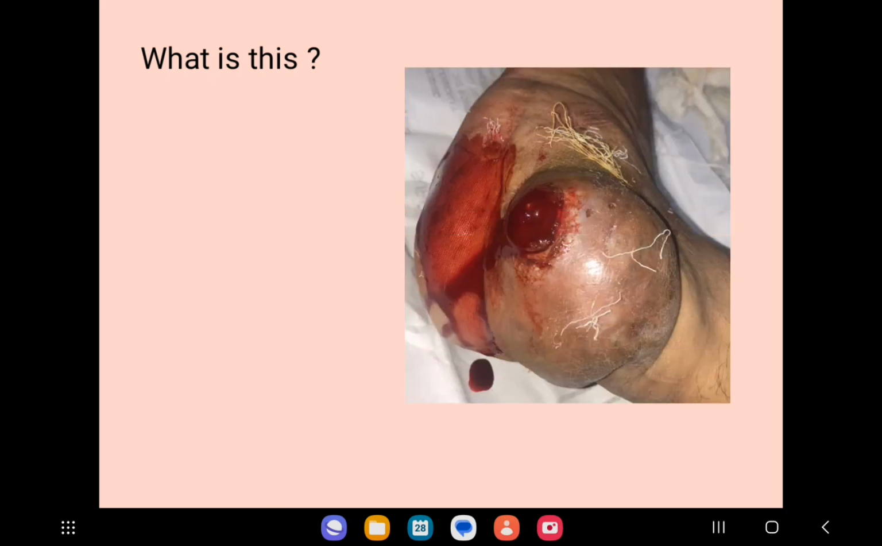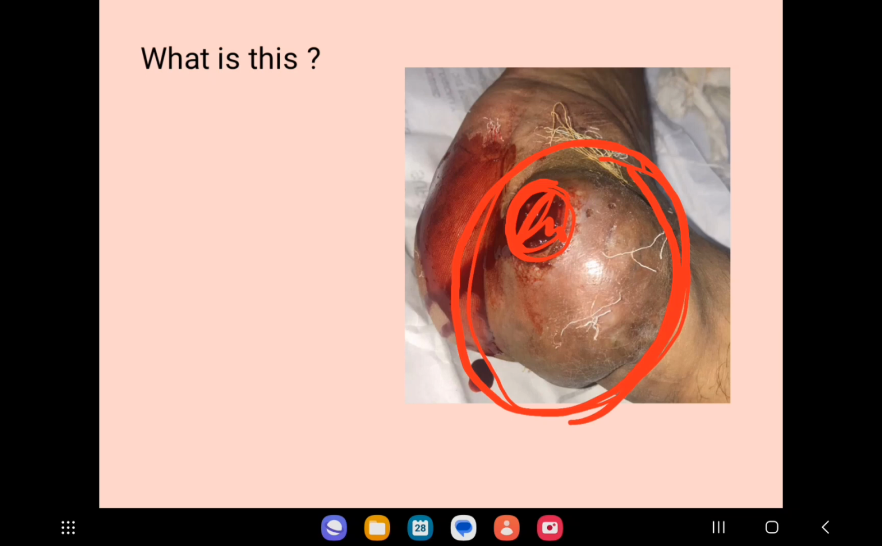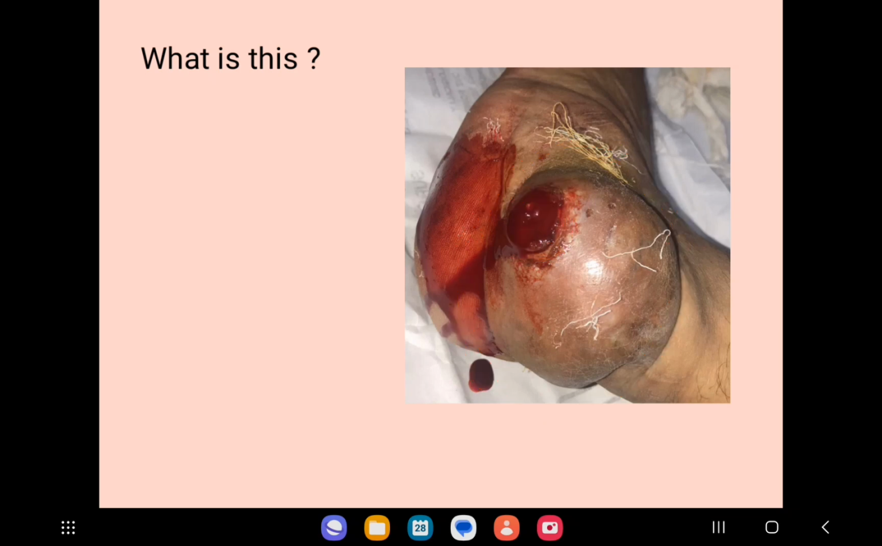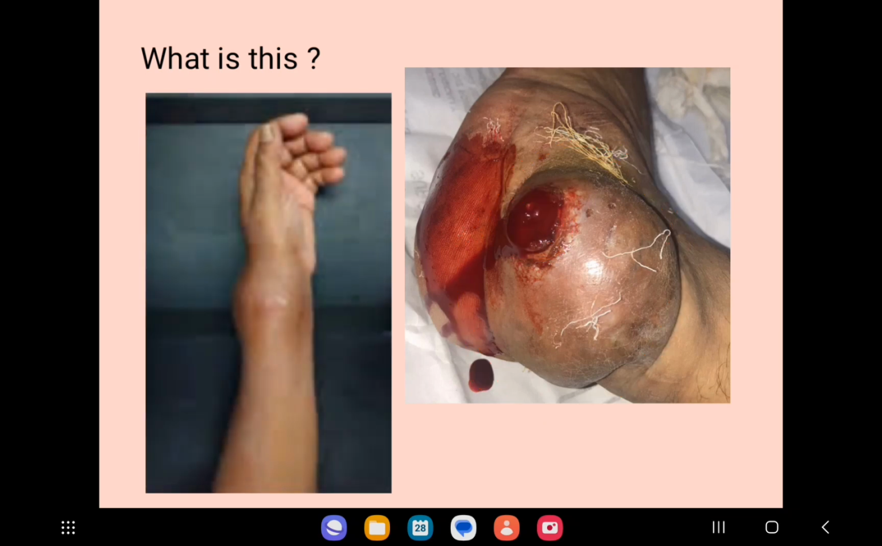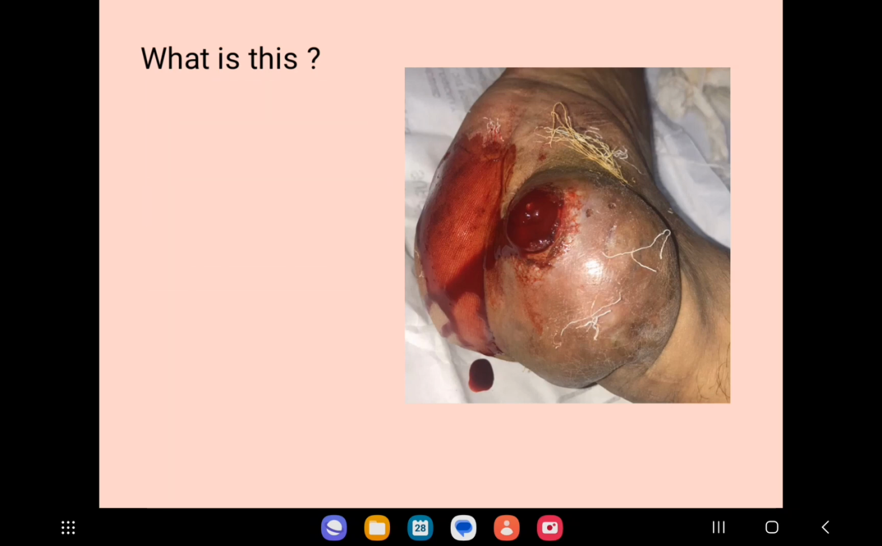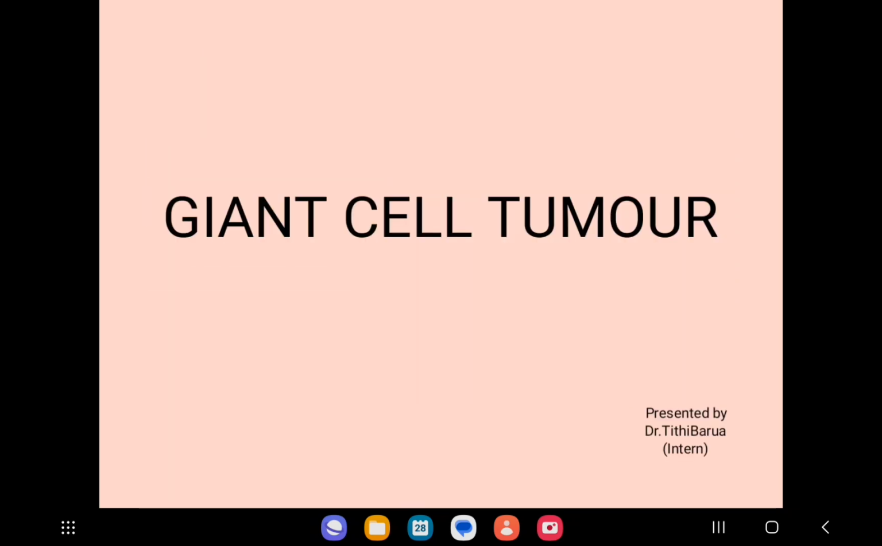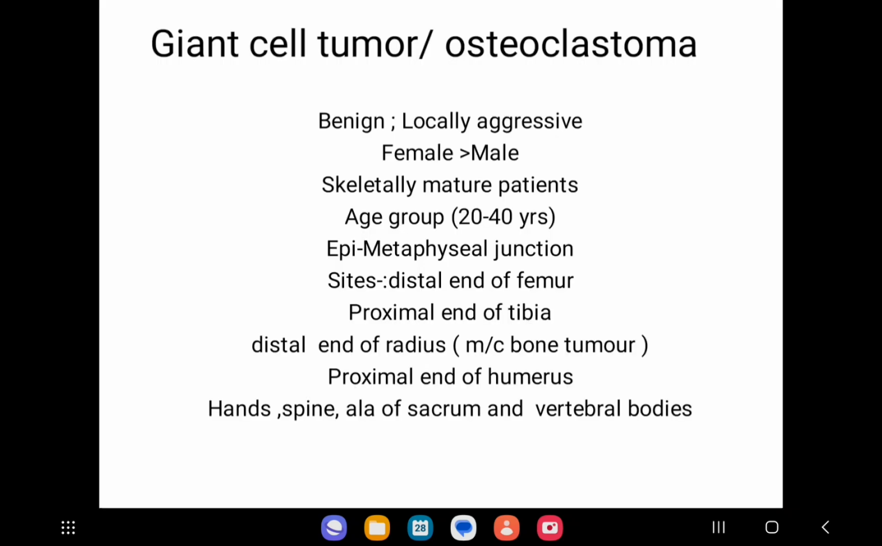So today I'm going to discuss a topic from orthopedics. First I want everyone to tell me what is this? This thing I'm indicating, not this oozing of blood, but this huge thing. Okay. So if you have diagnosed it as a giant cell tumor, then you are very correct in the diagnosis.